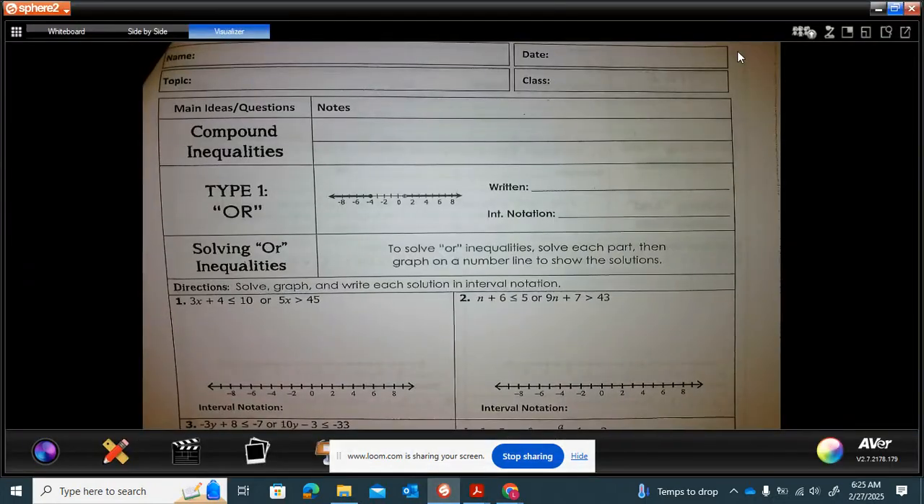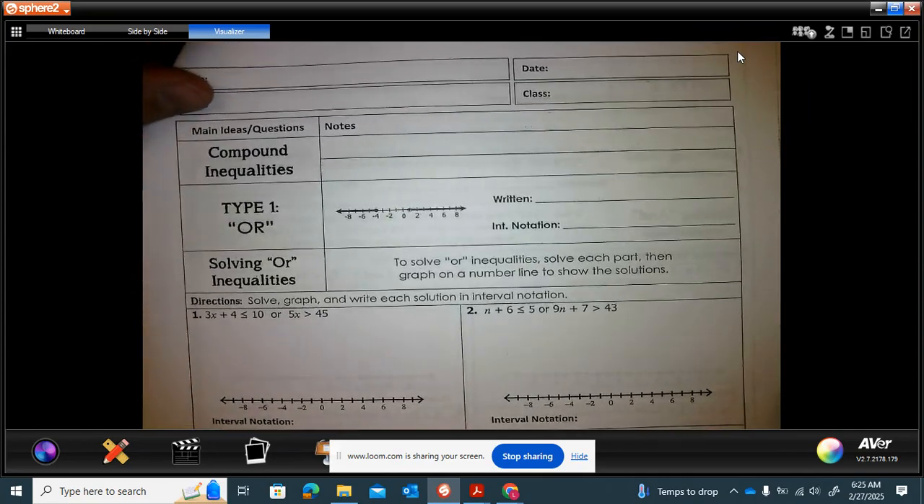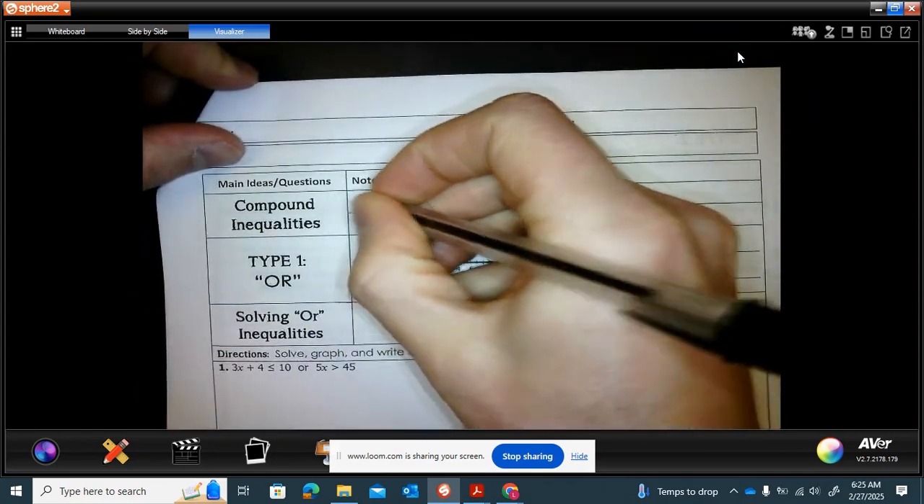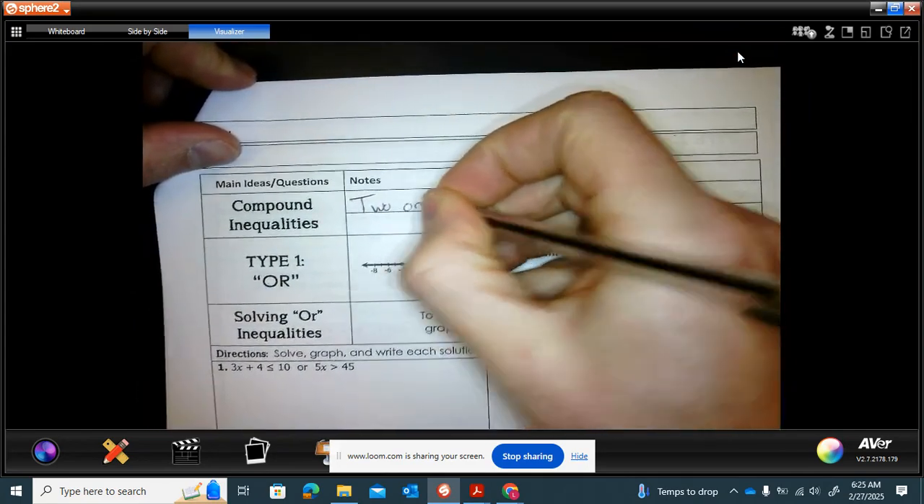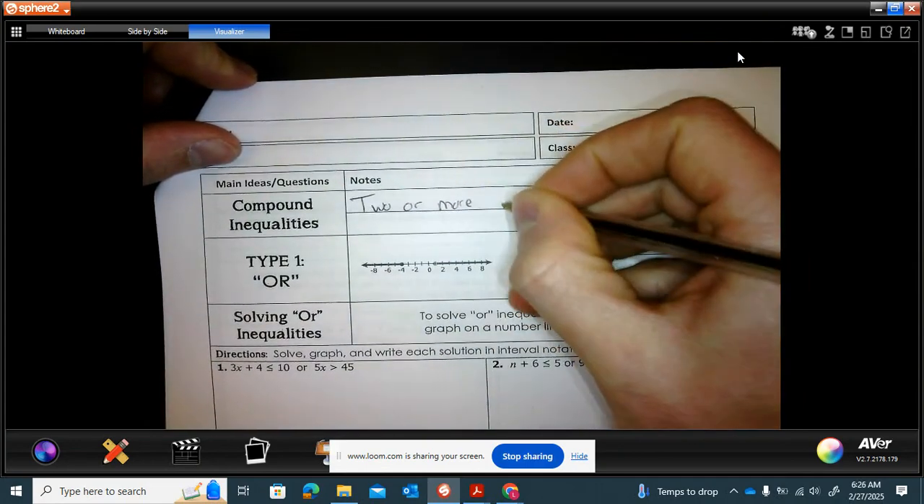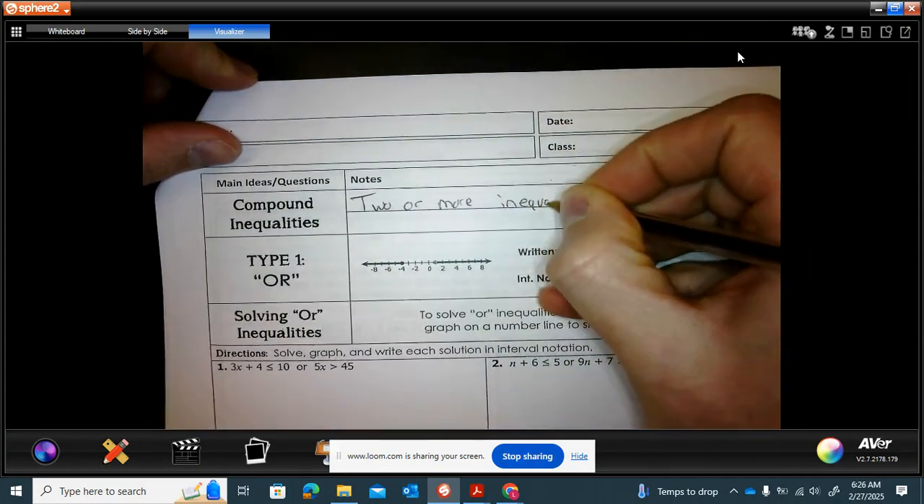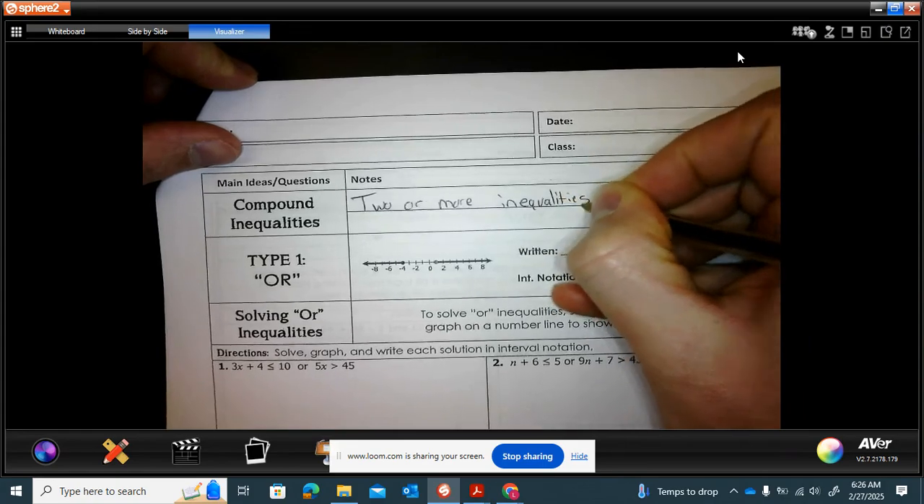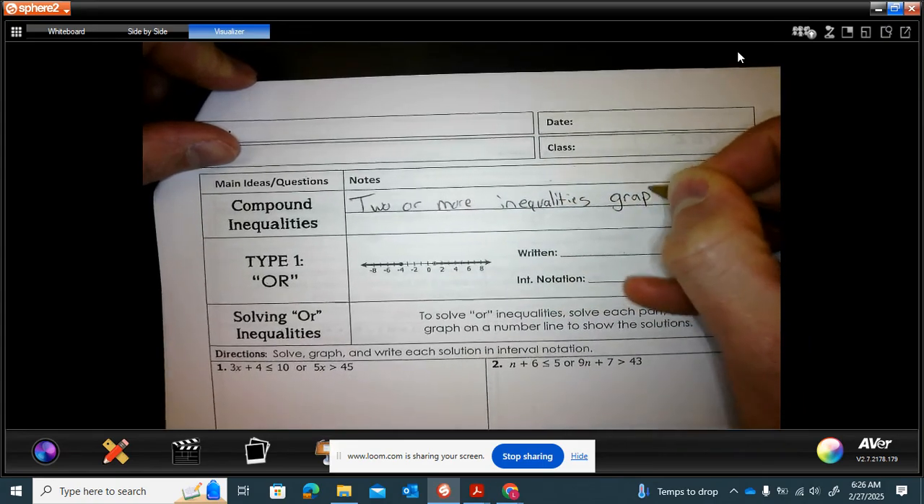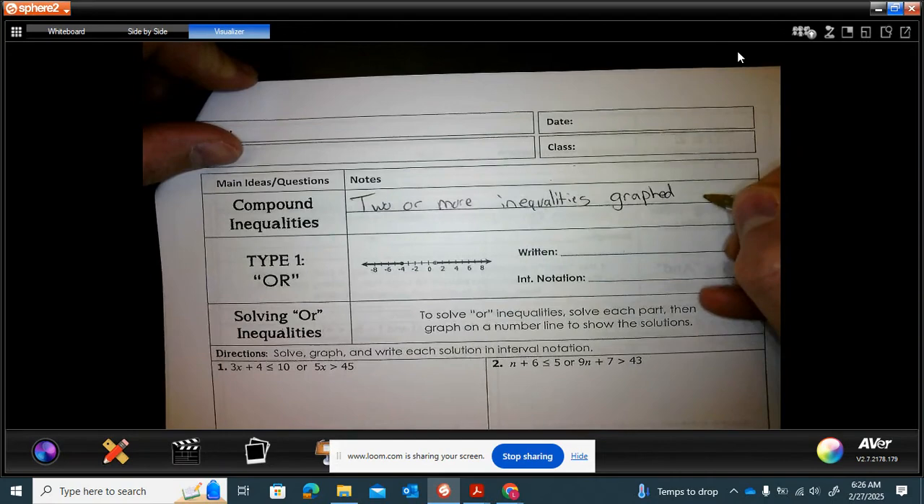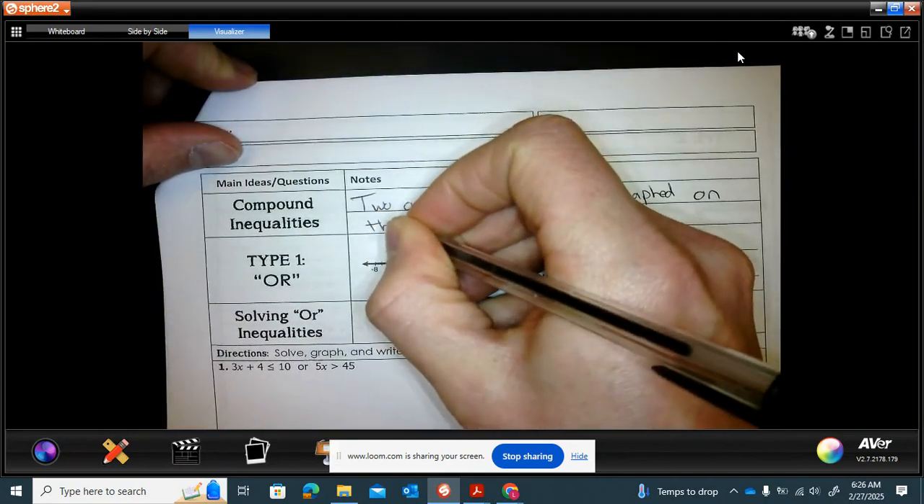All right, y'all. So this is the next part of the unit. It's called compound inequalities. So this is new material. A compound inequality is two or more inequalities graphed on the same number line.